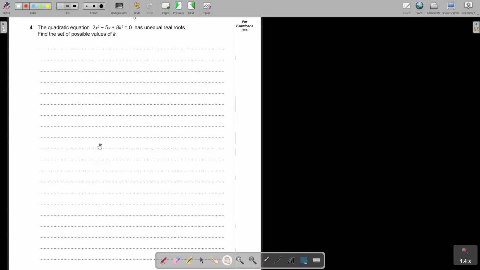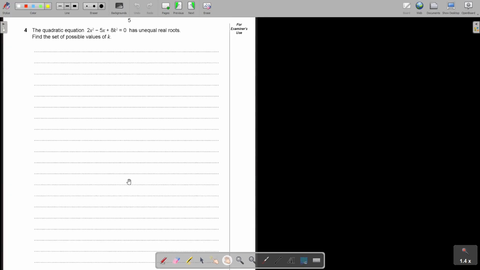Mathematics Advanced Subsidiary Level, Paper 1, 2022, Part 2. Question number 4. The quadratic equation, and then they give you the quadratic equation, has unequal, and I'm going to underline it, unequal real roots. Find the set of possible values of k.